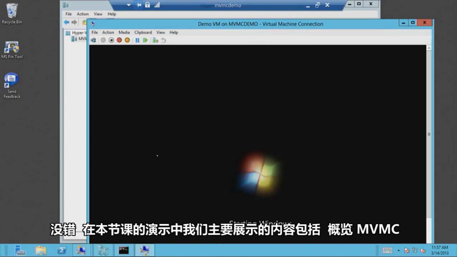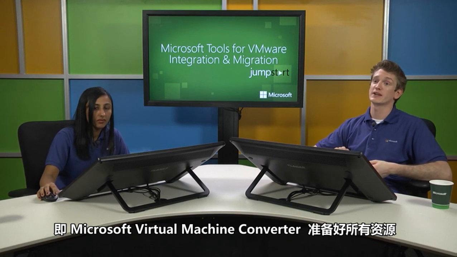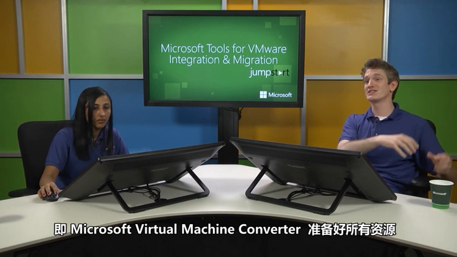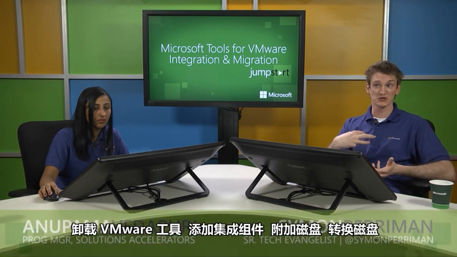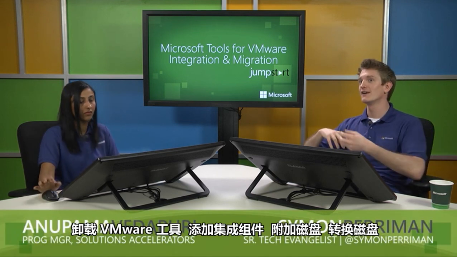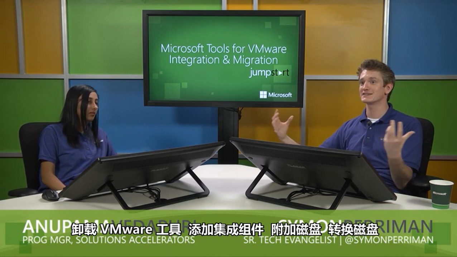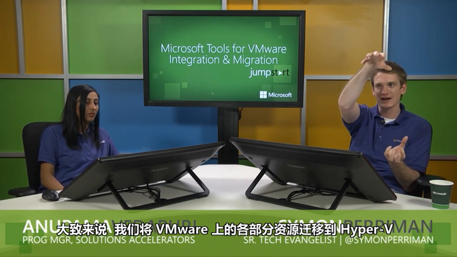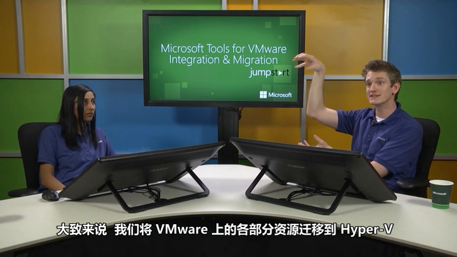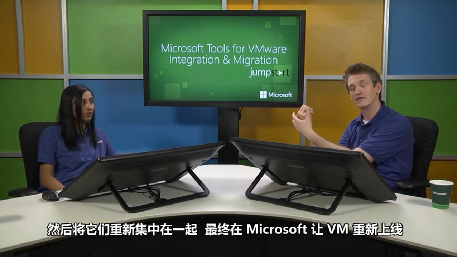Nice, nice. So what we've shown here over the course of this demo is really walking through the MVMC, Microsoft Virtual Machine Converter, taking old resources, pulling them over, uninstalling the VMware tools, adding our integration components, attaching our disk, converting the disk. So basically, we've taken all those individual pieces over on the VMware side, moved them over to the Hyper-V side, and then put them back together. Finally, brought our VM online back over on the Microsoft side. Yeah, that's a great summary.